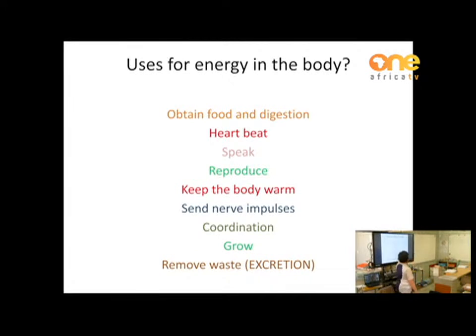reproduction, lots of energy. The ovum, the sperm that needs to swim. Then all those processes of dividing the cells. To keep the body warm. Yes, when we are cold, we want to eat more. To send nerve impulses for coordination, like to look at something and I can see something, I hear something. To grow and to remove waste. For excretion, I need energy.